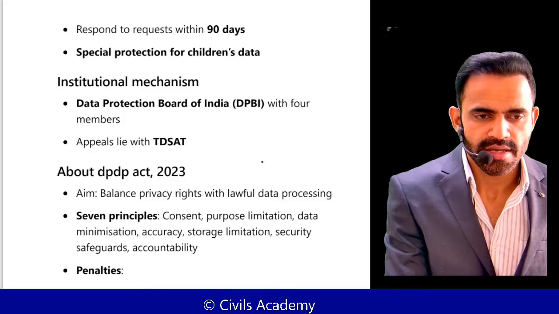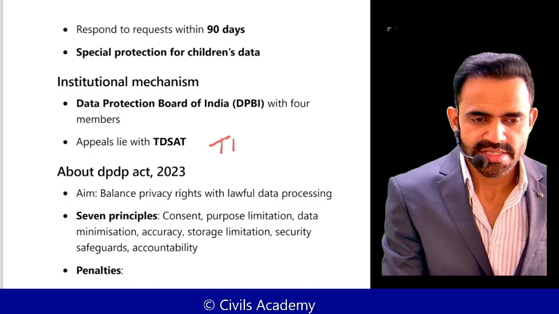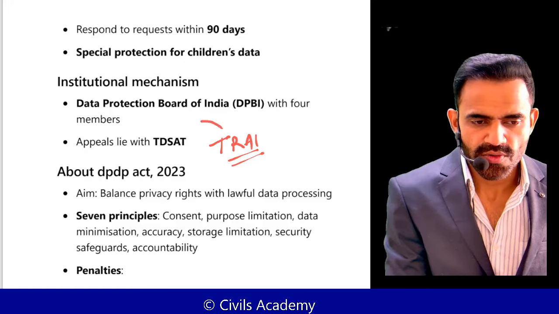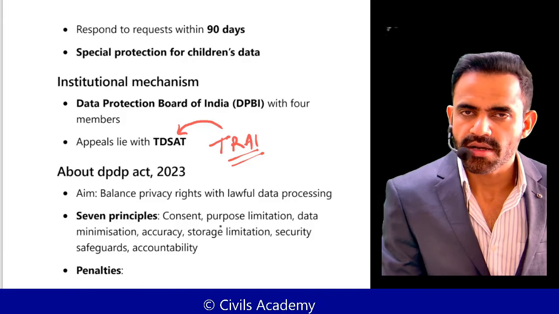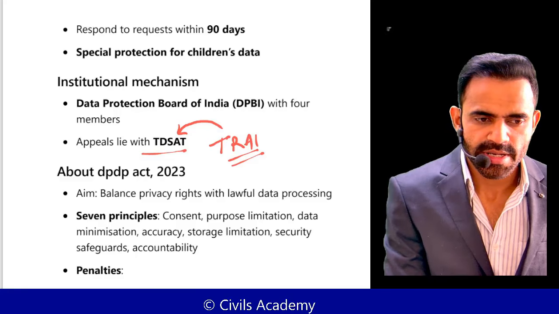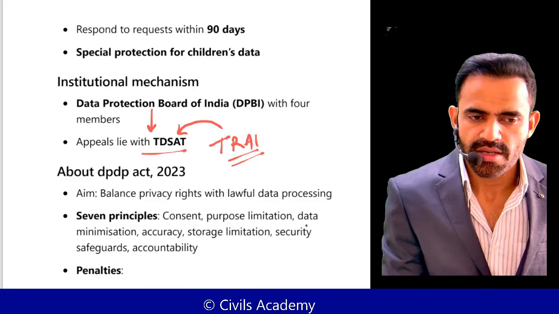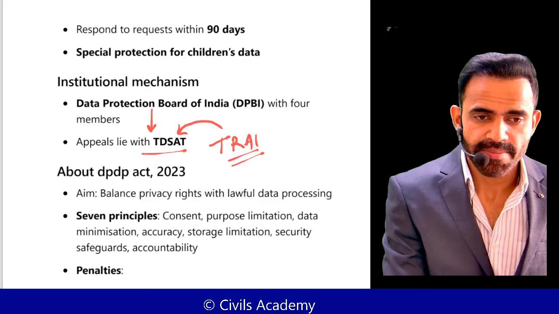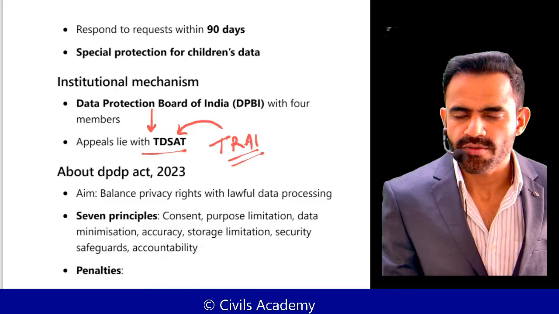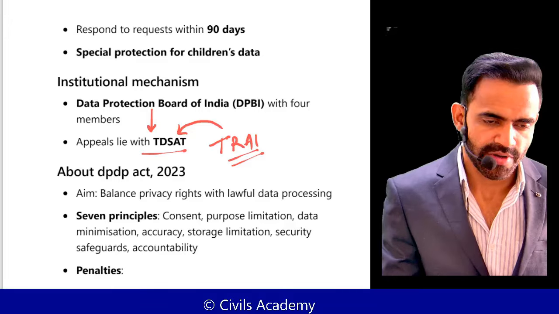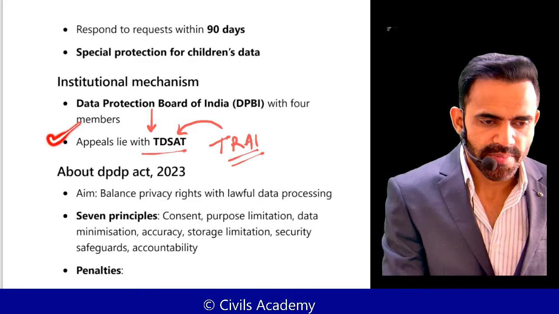Understand? We have a body named TRAI, and this is important. A question can be asked from this. What is TRAI? Telecom Regulatory Authority of India. The appeals of TRAI are appealed in TDSAT, the Telecom Dispute Settlement Appellate Tribunal. Similarly, the appeals of DPDP are also appealed in TDSAT. The examiner can set a trap that the appeals will be directly appealed in the High Court, or maybe not appealed, or something like that, or maybe to the Government of India. Okay, so just remember this trap.